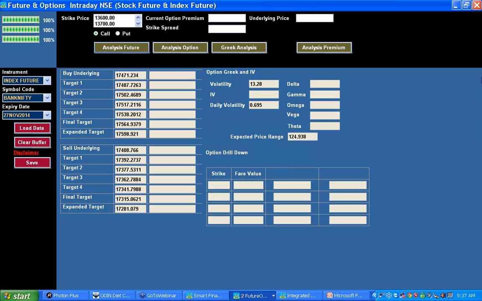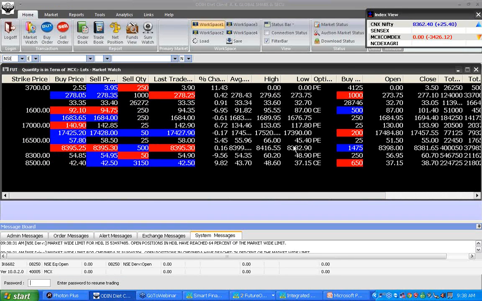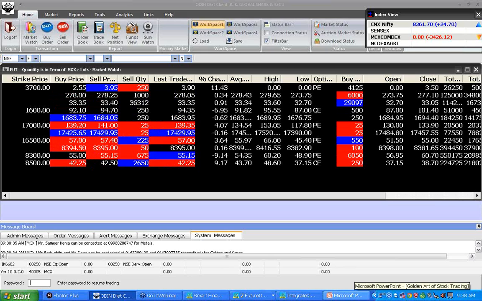I have just analyzed the future now. It is telling me currently I have a parameter, say volatility is 13%, and my Bank Nifty future, if I wish to purchase, I should purchase at 17,471, keeping a stop loss of 17,408. These are the targets for the day I am expecting. Where I am quoting now, 17,425 I am quoting. Today I have made a high of 520. From there I have slid, and I am now at 17,422.